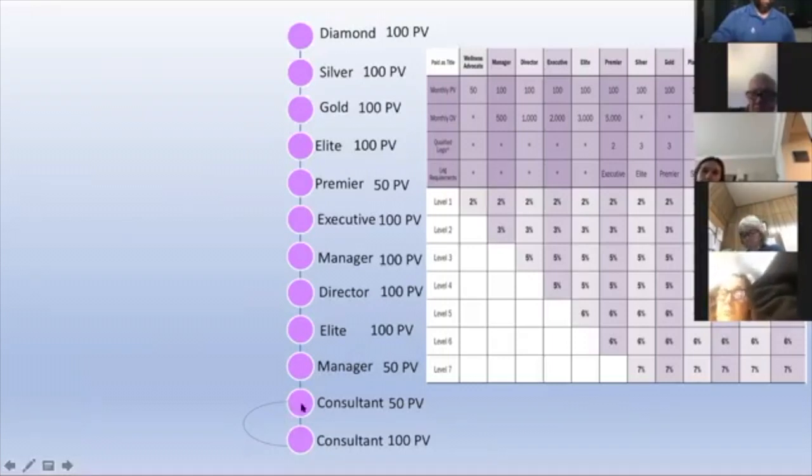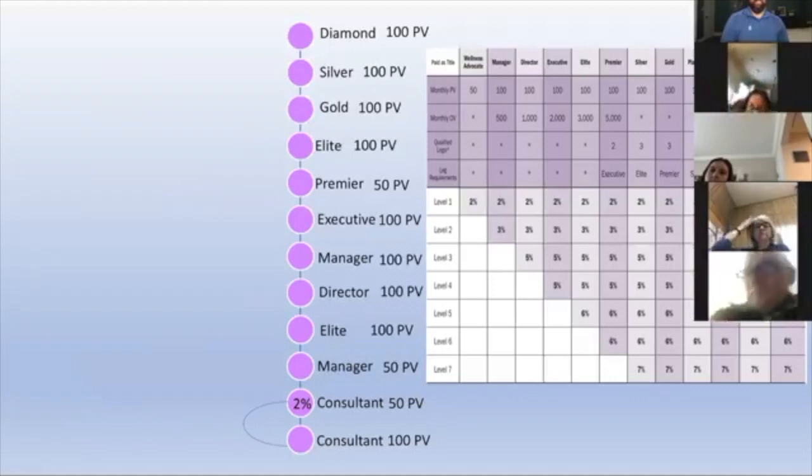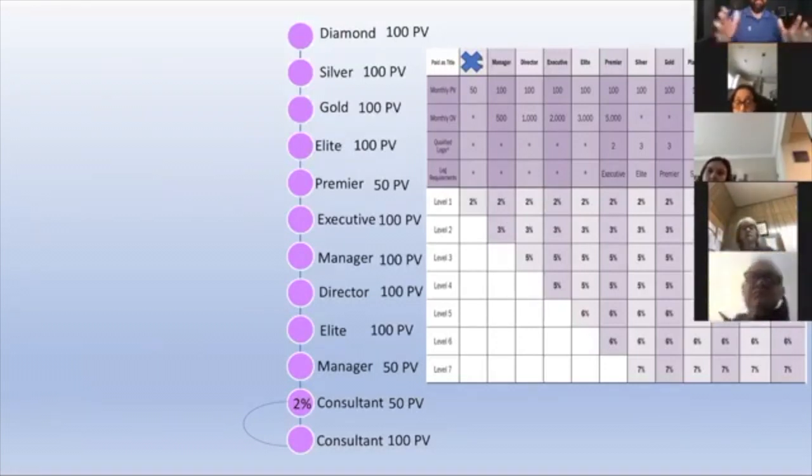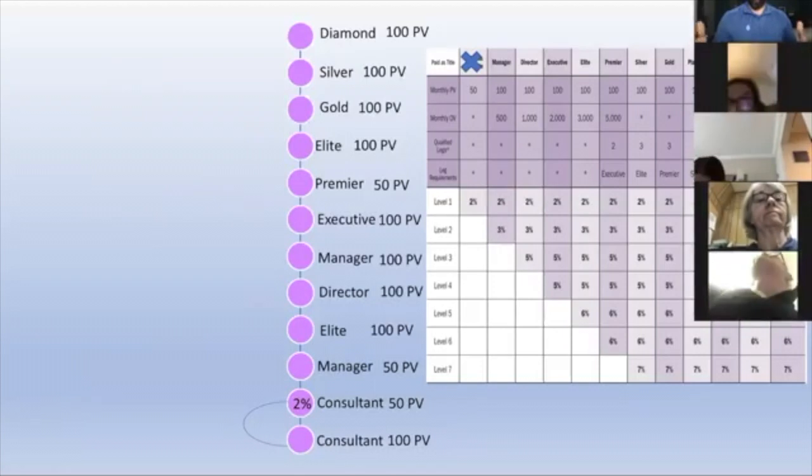And now we're going to see, are they paid on this? The consultant at the bottom spent 100. The consultant above them in their organizational tree spent 50 PV and is a consultant rank. So they are going to be paid the 2%. Okay. So once they're paid, then that column is gone and taken care of and paid out. Now we're going to move on and evaluate left to right on the graph to determine who is paid next.